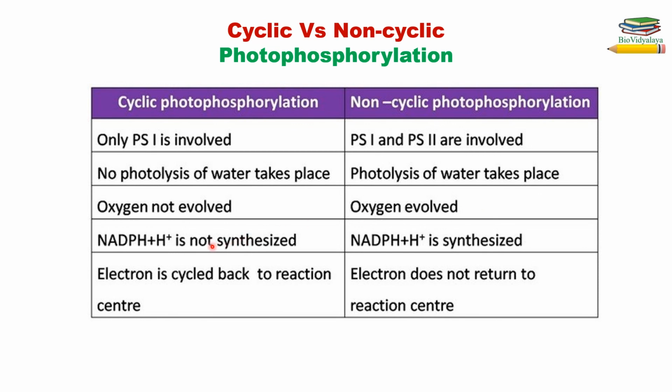In cyclic photophosphorylation, NADPH plus H plus is not synthesized. But in non-cyclic photophosphorylation, NADPH plus H plus is synthesized. Both ATP and NADPH are synthesized in non-cyclic photophosphorylation, but in cyclic photophosphorylation, only ATP is synthesized. In cyclic photophosphorylation, the electron is cycled back to the reaction center. In non-cyclic photophosphorylation, the electron does not return to the reaction center. That's why it is called non-cyclic photophosphorylation.